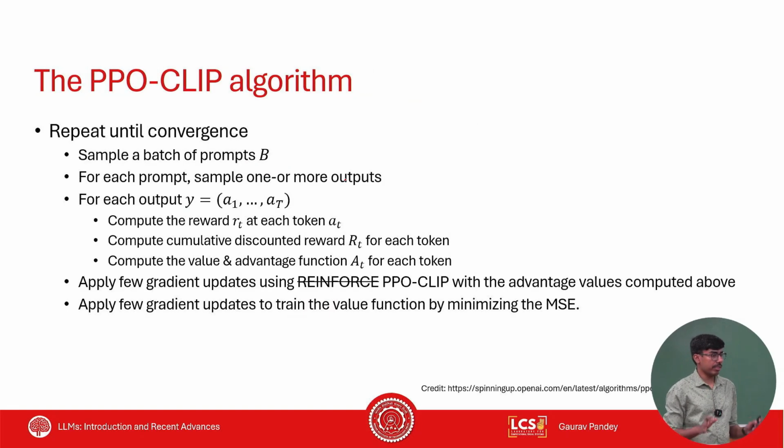So this is the PPO clip algorithm. It's exactly the same as the REINFORCE algorithm. The only difference is that instead of gradient updates using REINFORCE, we do the gradient updates using PPO clip. Algorithm-wise, there is no difference. You sample a batch of prompts, sample outputs, compute the reward, compute the advantage, and then apply a few gradient steps of PPO clip with the advantage values.